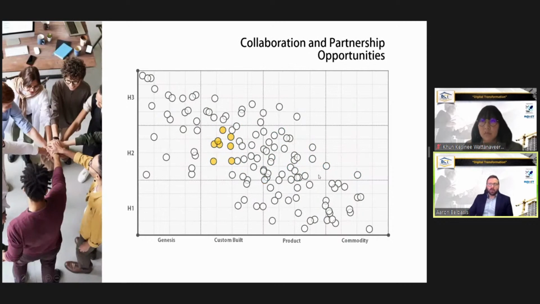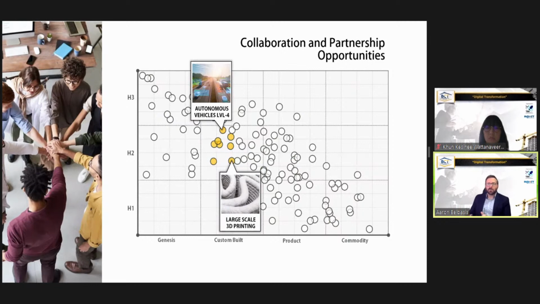Then we look at another area, a little slice of the map, which represents where we can focus on collaboration and partnership. These are technologies that are not yet ready for an organization that is a little bit risk averse about moving too much into early stage technology, but is really thinking ahead, forward planning, and understanding that if I can control these technologies, I'll have a great competitive advantage in the future. Two great examples of this are autonomous vehicles, semi-autonomous vehicles at level 4, and large-scale 3D printing.